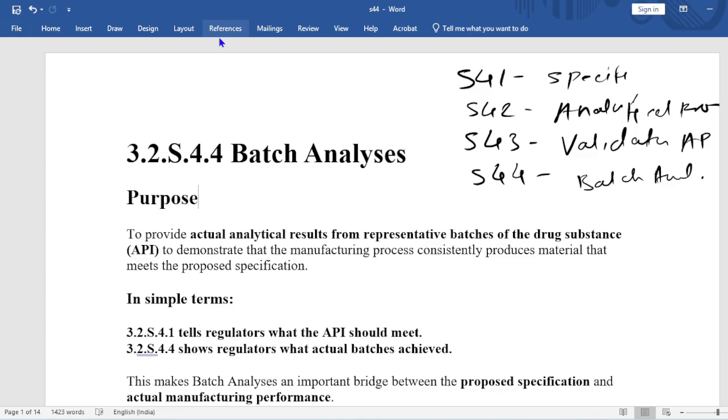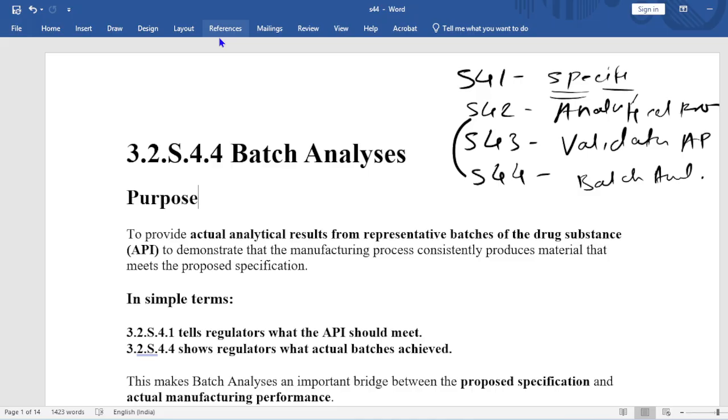If you see, we have given the list of tests which are required to carry out the analysis of our API, given in 3.2.S.4.1. But we haven't given the actual data or the batch testing record in 3.2.S.4.1. That's why this section is important. Here we're going to provide the actual data. So what is the purpose of 3.2.S.4.4?